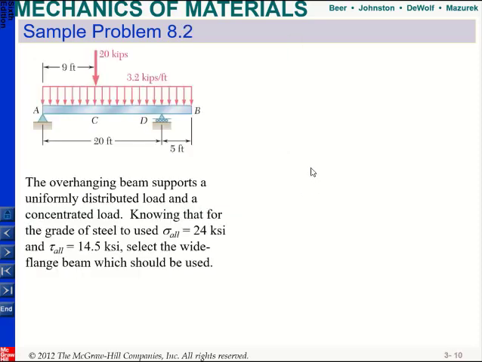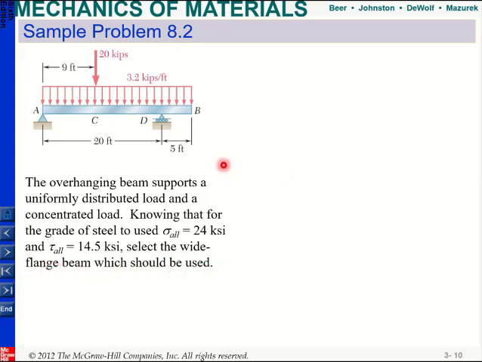So we will solve also one more example on this topic. Again, we have a beam, and now we have a point load, plus we have this distributed load. And what it tells us is the allowable normal stress is 24 ksi, and the allowable shear stress is 12.5 ksi. So we want to select a wide flange beam, which should be used.